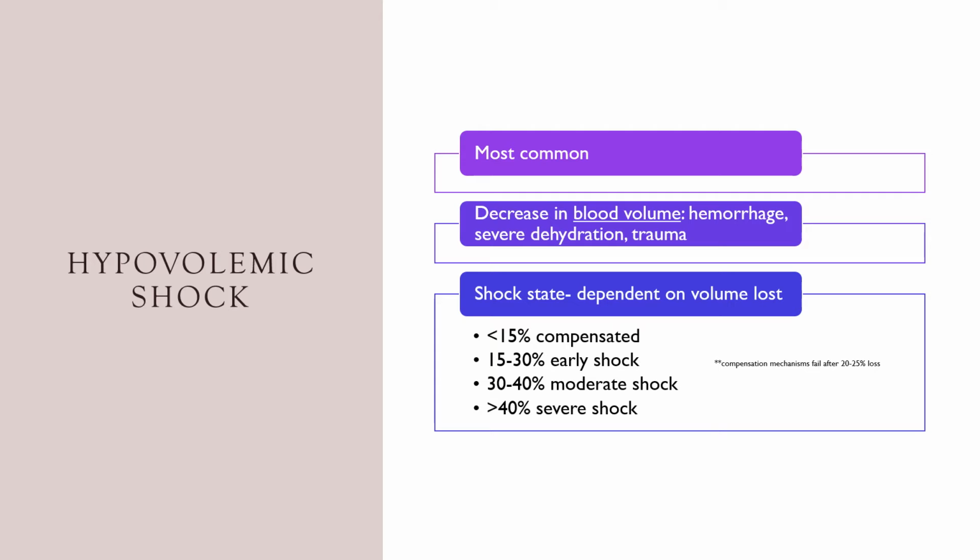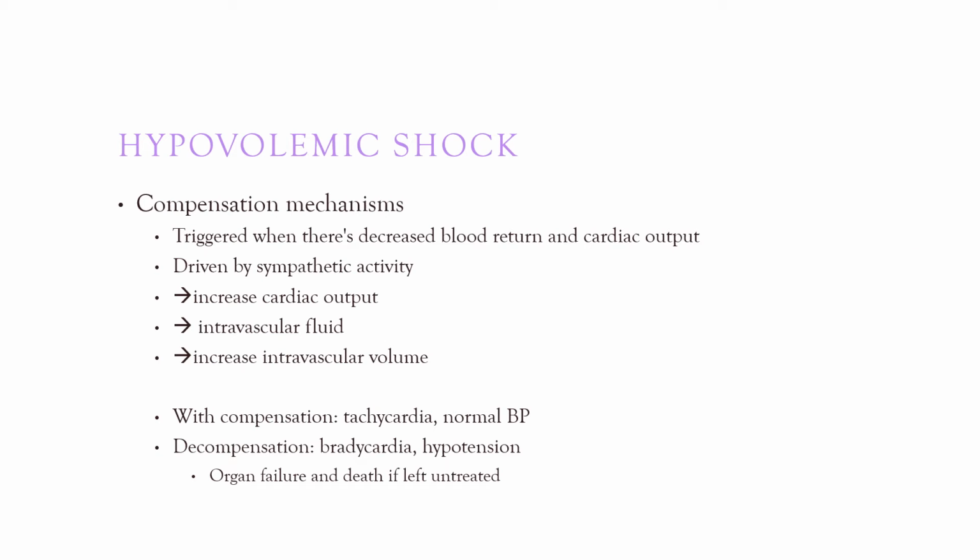The shock state that the animal's in is dependent on the percent of volume that's lost. Less than 15% is considered compensated, 15 to 30% lost is early shock, 30 to 40% is moderate, and then over 40% is severe shock. It's important to understand that the compensation mechanisms that the animal has fail after 20 to 25% of blood volume is lost.